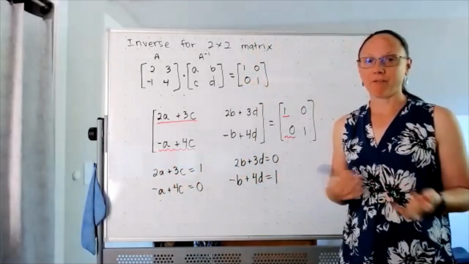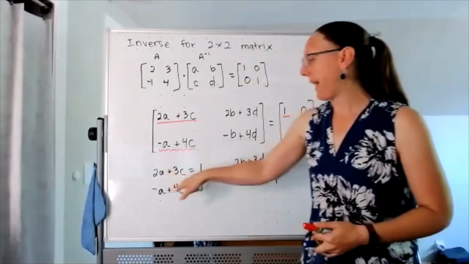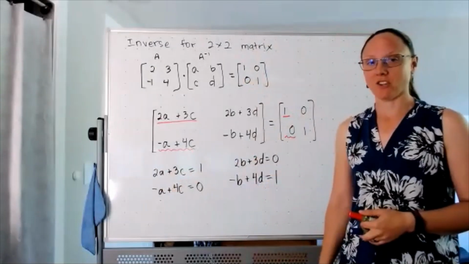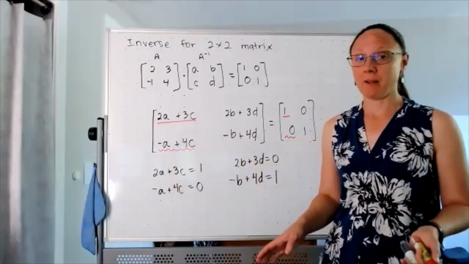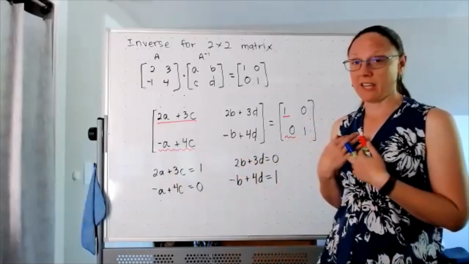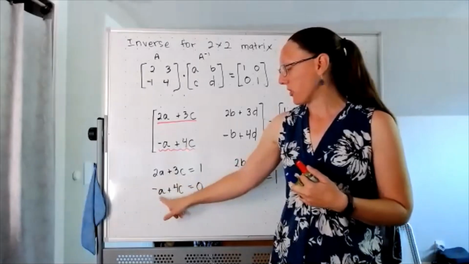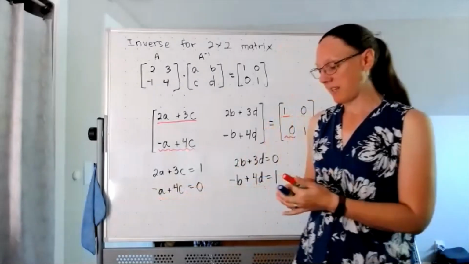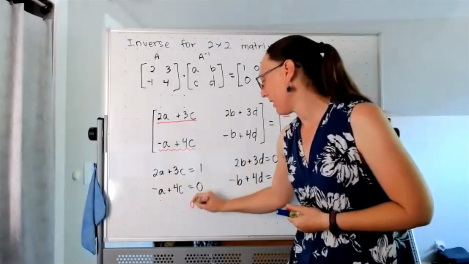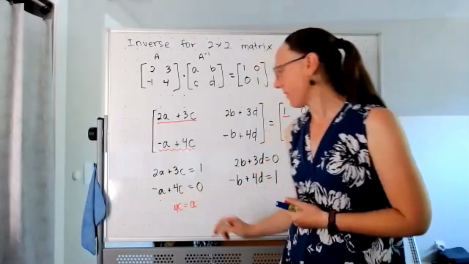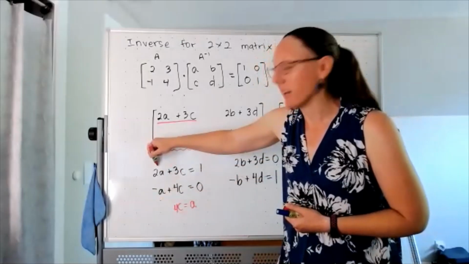Now, even though it looks like 4 equations and 4 unknowns, it's actually 2 pairs of 2 equations and 2 unknowns. And you can solve each of these however you like. Personally, I think it's probably going to be easiest to take that bottom equation, add A to both sides, and make this instead say A is equal to 4C, which is going to let me take that and plug it in right up here.